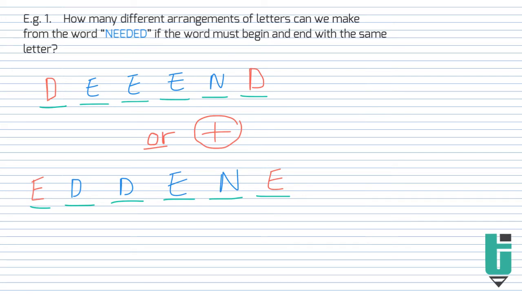Okay, so let's consider the first case. You'll see that we have a D in the front and a D in the back. These are fixed values. It doesn't matter whether we put the D's the other way around. Essentially, it's going to give you the same word. It's not going to add any more possibilities. So we can write these as 1. It's just one option, okay?